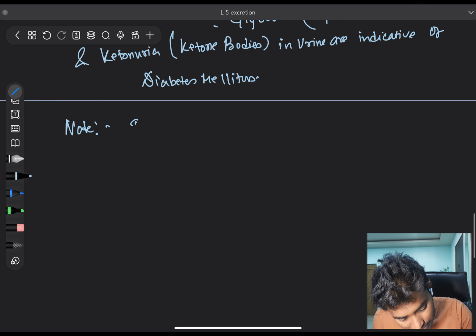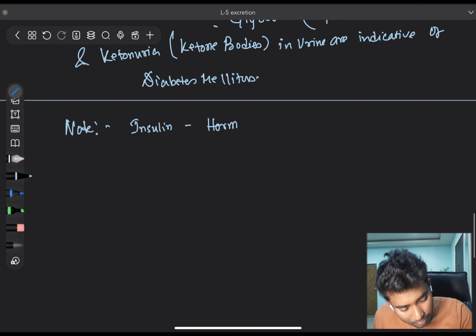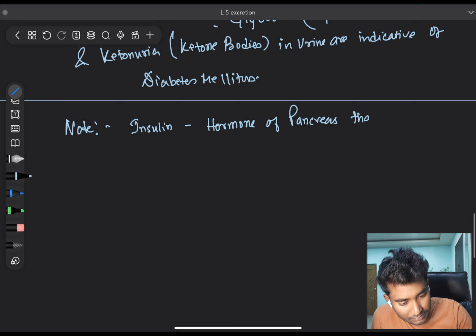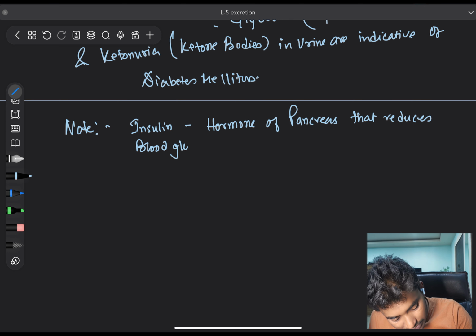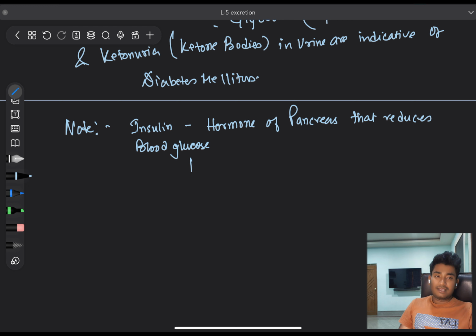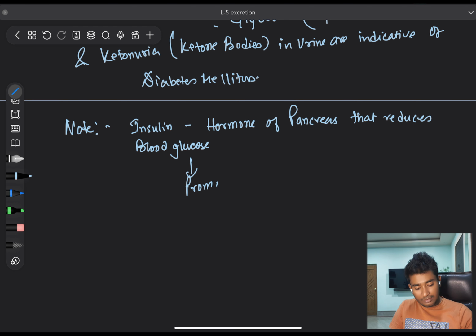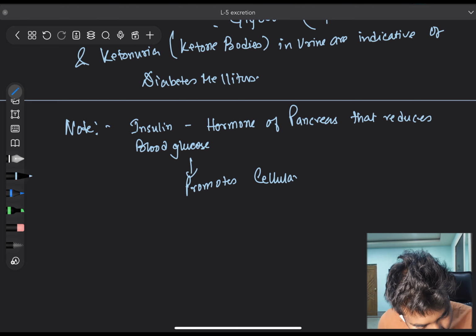Okay, the next topic, we come to a note. Keep a note that insulin, a hormone of the pancreas, reduces the blood glucose, and while reducing the blood glucose, it promotes cellular uptake of glucose.